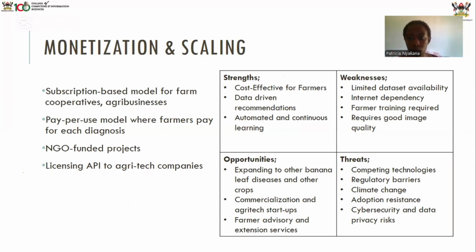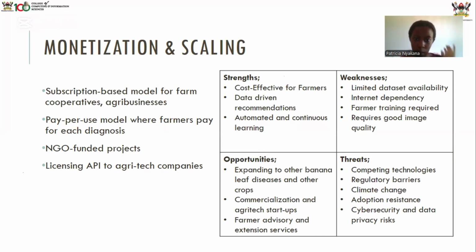Then some of the weaknesses, there's limited data set availability, the fact that we need internet, there's internet dependency, and some of these rural areas don't have internet. Then farmer training is required, as well as good image quality, which is also required in order to classify the banana leaf diseases accurately.